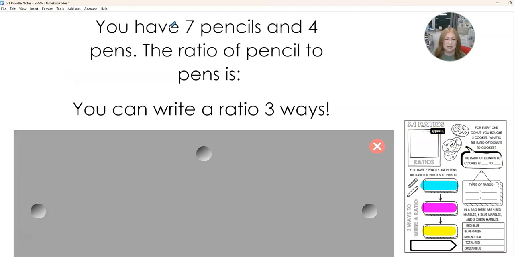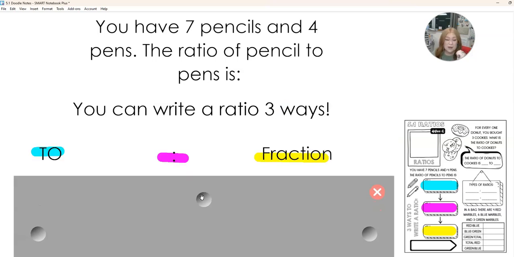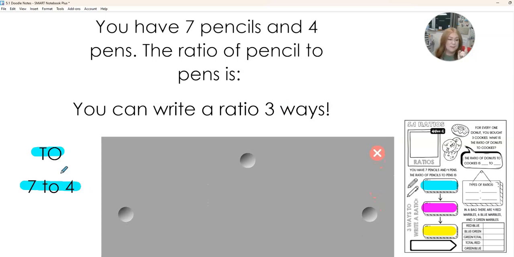So here's another example. We have 7 pencils and 4 pens. And this time we're going to write the ratio of pencils to pens. Now we can actually write a ratio 3 different ways. So the first one is with the word "to." So I could say the ratio was 7 to 4. So not the number 2, "to." We're just comparing it. It's this to this. So make sure you have that written down.